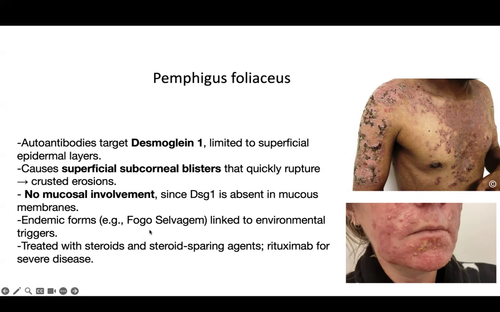And we usually treat it acutely with steroids, and we give a steroid-sparing agent like methotrexate. And if the patient has severe involvement, we can give rituximab, although it was not approved for it. It's approved for pemphigus vulgaris, but still we can give it, and it's very effective.